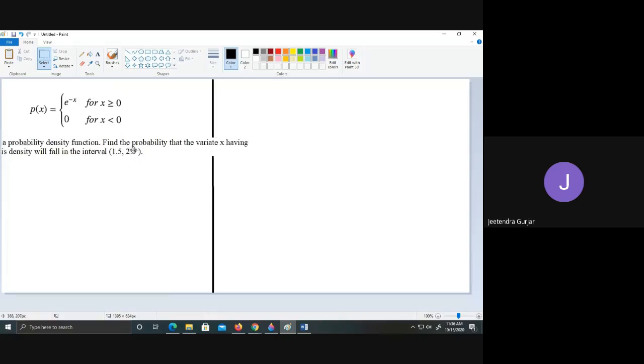So what we have: verify this is a probability density function. First, we'll check whether it is a probability density function, and for this we are going to find the variance, and find the probability that the variate x having this density function. In this, students, you have to remember the formula, and the important step: first you are going to check the two conditions.